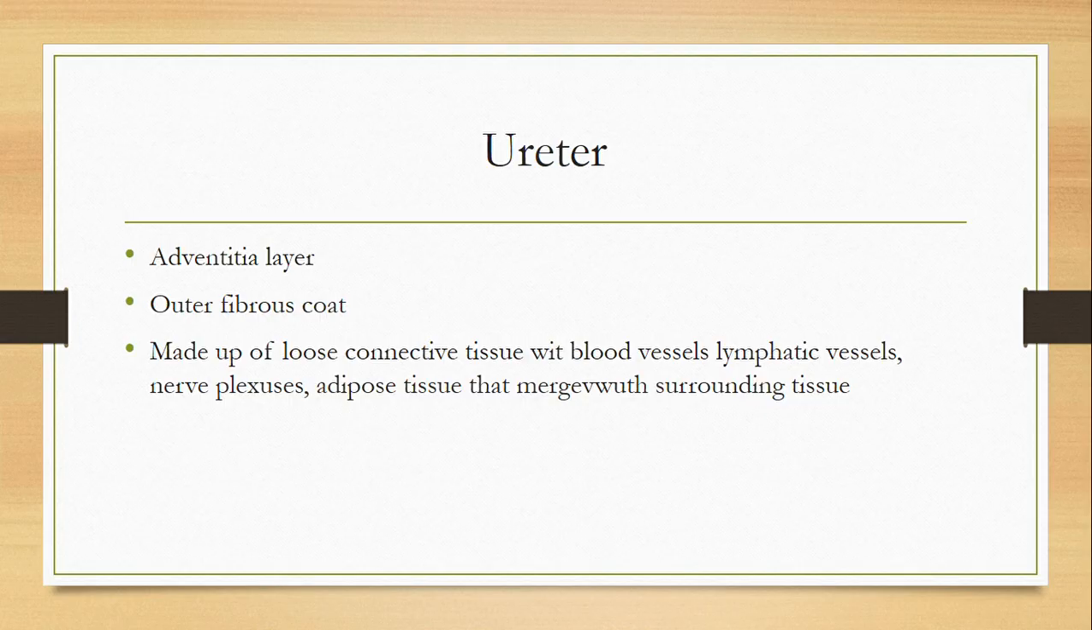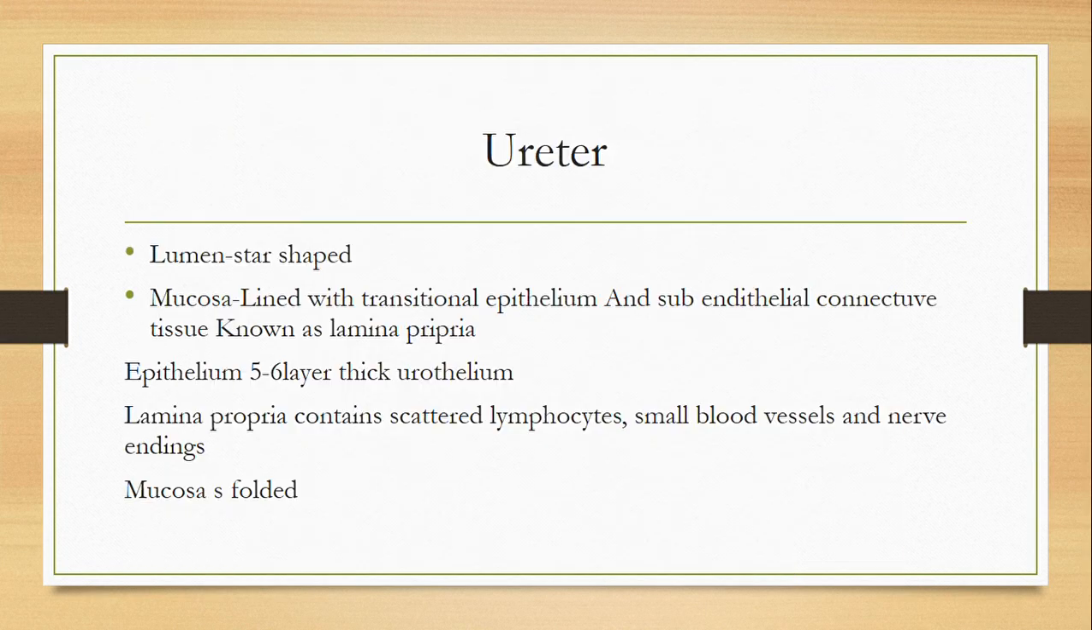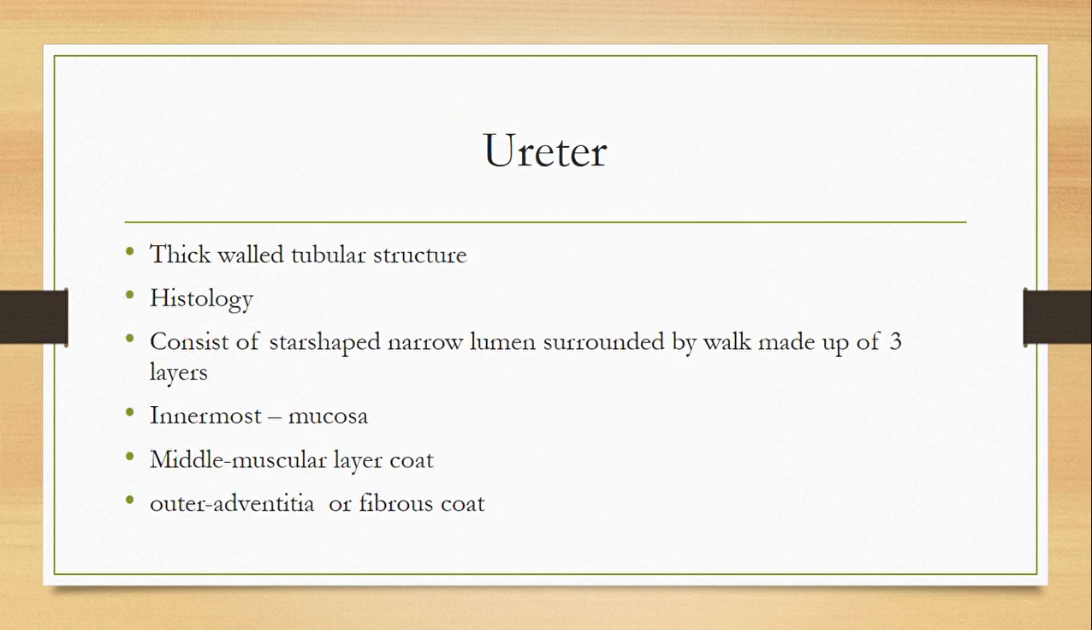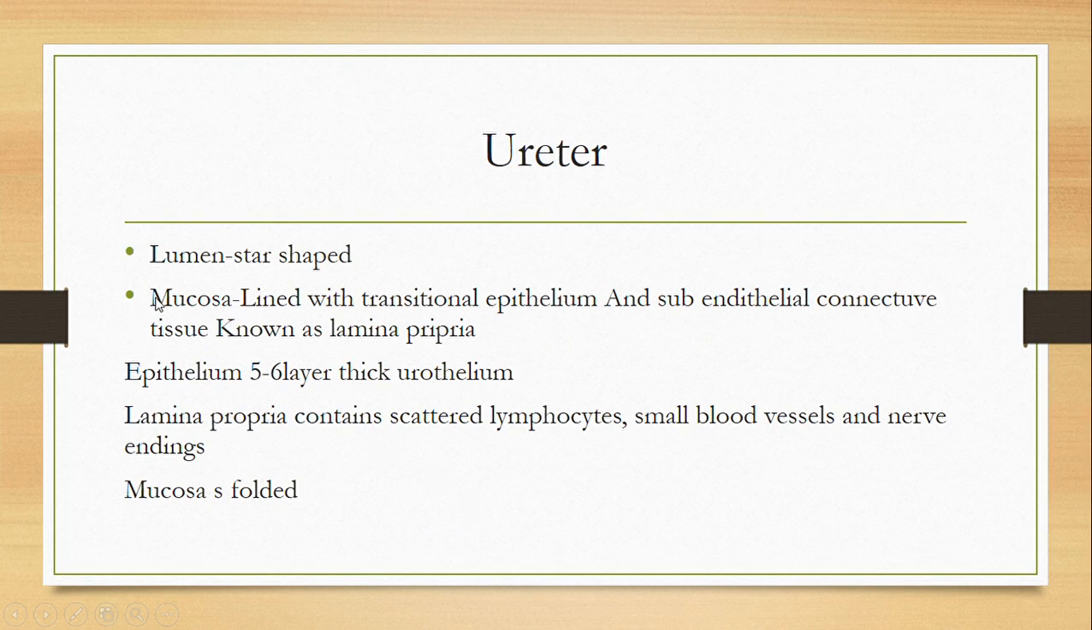So we will study the histology of the ureter. The ureter is a thick-walled tubular structure. It consists of a star-shaped narrow lumen surrounded by its wall, made up of 3 layers. The innermost layer is the mucosa, the middle layer is the muscular coat, and the outer layer is the adventitia or fibrous coat. The lumen is star-shaped.